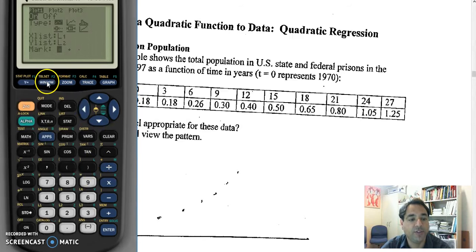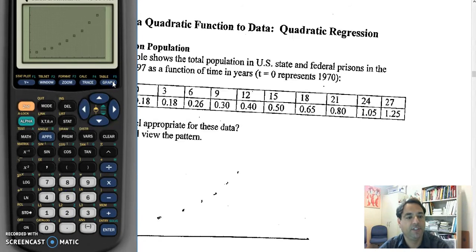We're going to make a window. So our window, based on our sketch we just talked about, 0 to 30, counting by 3s, 0 to maybe 1.5, counting by 0.25s. And when I hit graph, you should see the dots. And again, you can adjust the window to what fits. Now, it looks like it has that curve, could be quadratic, so we're going to do quadratic regression.